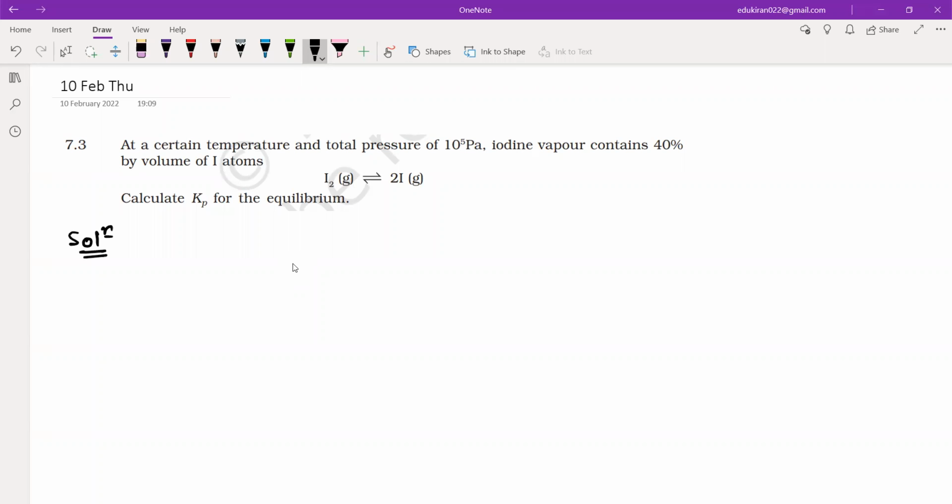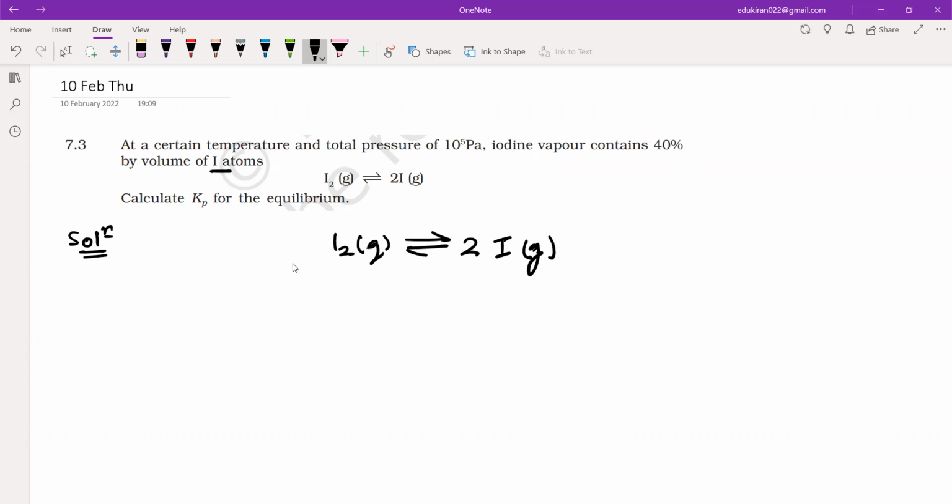So you have been given the total pressure of the system at a certain temperature, a total pressure of 10 to the power 5 Pascal. Iodine vapor contains 40% by volume of I molecules. That means iodine atoms, and the rest of them will be I2 molecules. Is that clear with you? Yes or no? First of all, tell me that. So we have I2 gas, okay, and here we have 2 moles of iodine gas.